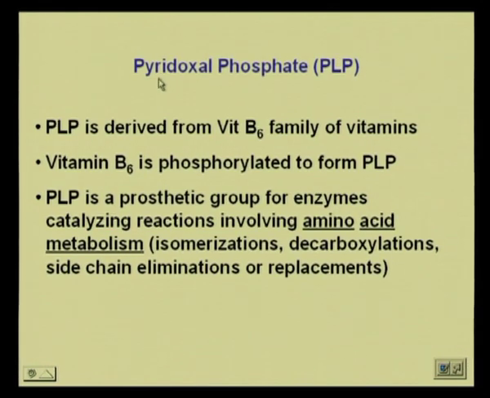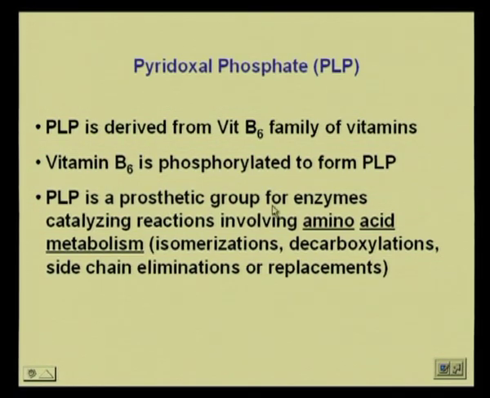If we get into the next family of vitamins, vitamin B6, this vitamin again is a small organic molecule that has to be transformed into the cofactor that is in turn going to be used for an enzymatic reaction for its mechanism to take place. PLP is a prosthetic group for enzymes that catalyze reactions involving amino acid metabolism. So you would have amino acid isomerization, amino acid decarboxylation, and side chain elimination or even replacement, because amino acids are synthesized in the body. There are certain enzymes responsible for the synthesis of these amino acids, and these enzymes require pyridoxal phosphate.